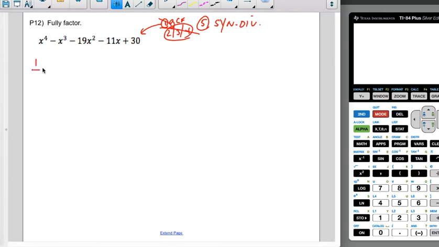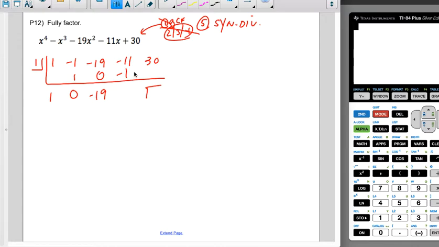So we're going to try 1 first. 1, negative 19, negative 11, and 30. And if something were missing, I would put a placeholder in. So I drop the 1 down, multiply, add straight down, multiply, add straight down, multiply, add straight down. Oh, hey, that's nice, convenient. All right, so I did give you some pretty nice synthetic division problems. So hey, we got our first factor. So from this, we now know that x minus 1 is the first factor.